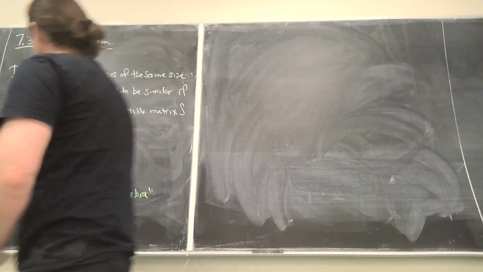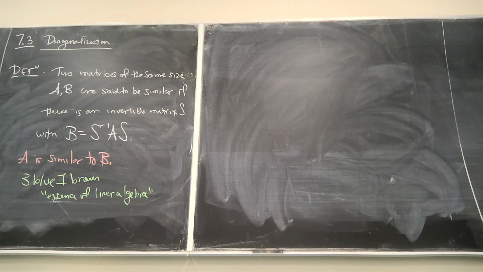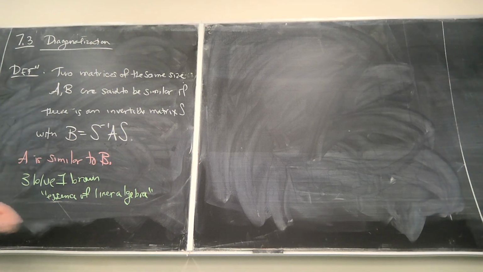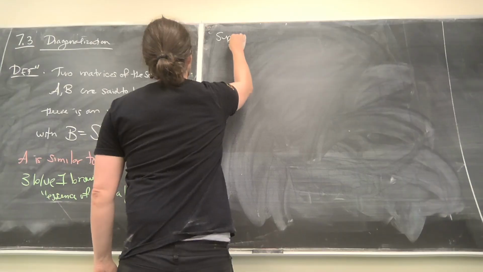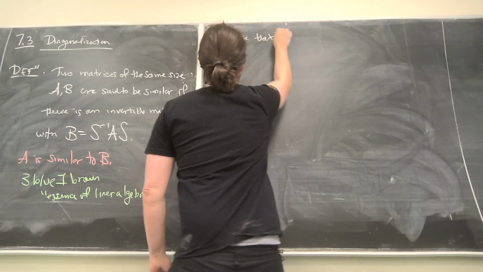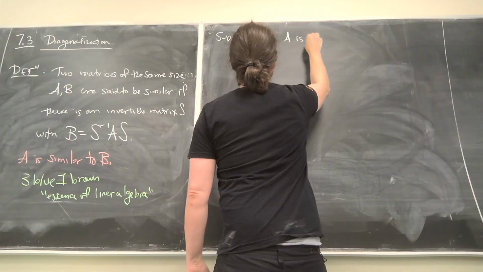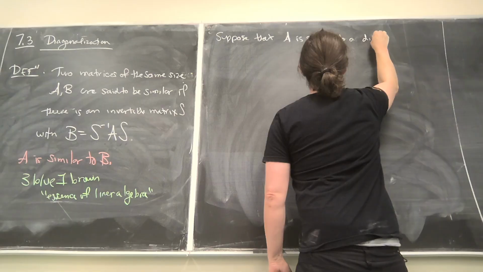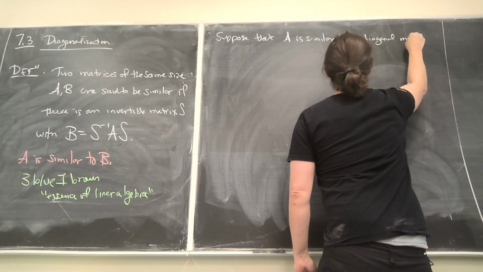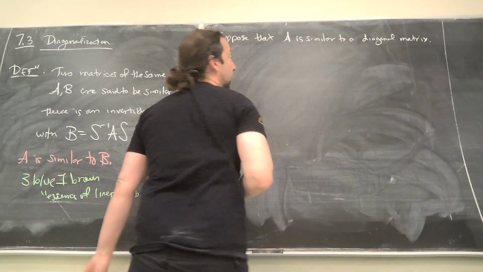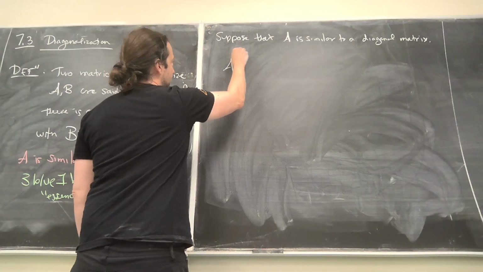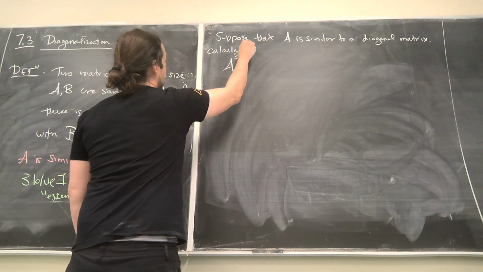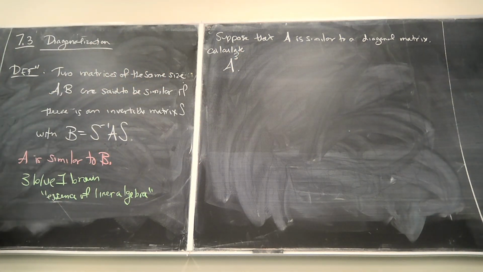All right. So, what we want to say here is we're interested in looking at matrices that are similar to diagonal matrices. So, let's suppose for a second that a matrix A is similar to a diagonal matrix. And suppose I wanted to calculate something like A to the third. I'm only choosing a small power here because I want to make this completely clear.